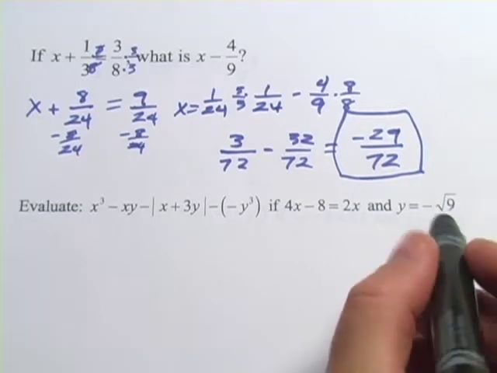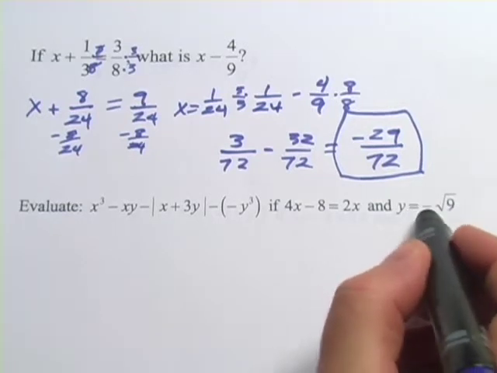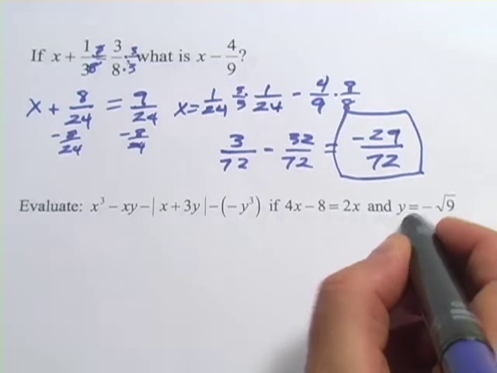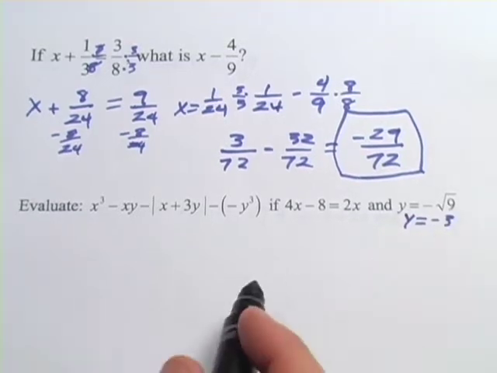The square root of 9 is 3. So the negative square root of 9 is negative 3. So y equals negative 3.